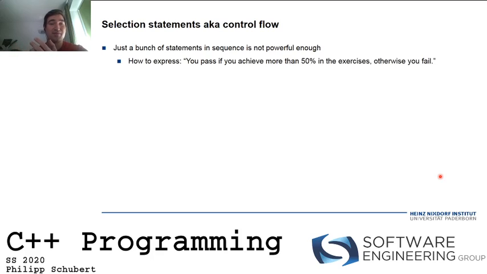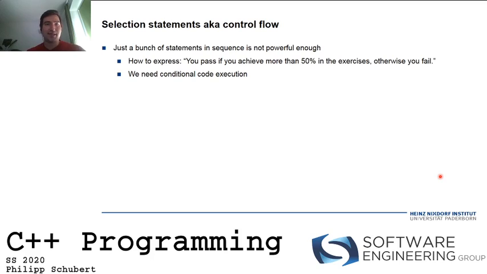Because what you could not express until now, until the next few slides, is: you pass if you achieve more than 50% in the exercises. And of course, for this course, you also have to pass the final project. Otherwise, you fail. If you need to encode such semantics, you did not really have the possibility yet. We didn't have the tools yet, but we will get those tools in the next few slides, really, to express an analogous idea in code.